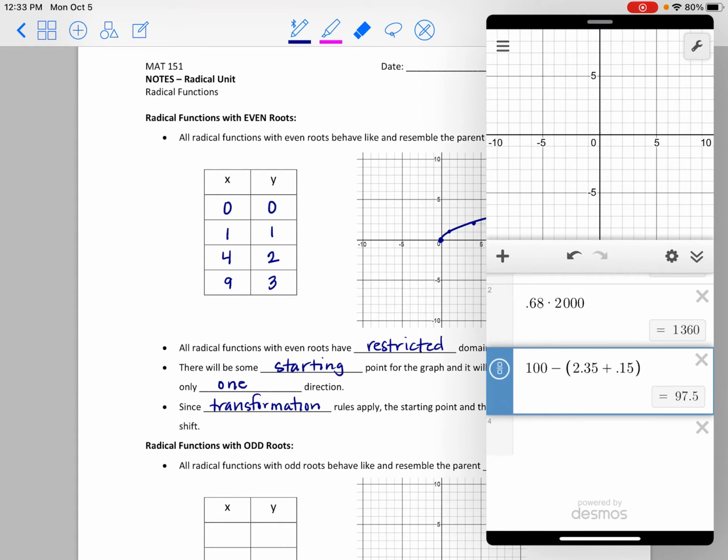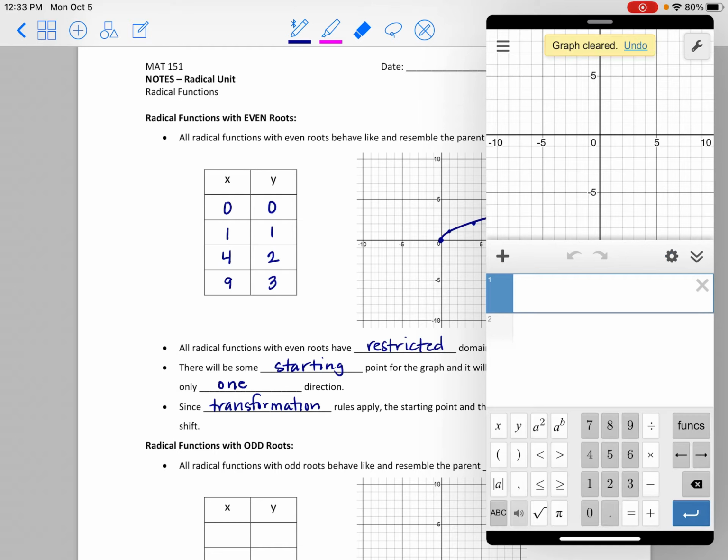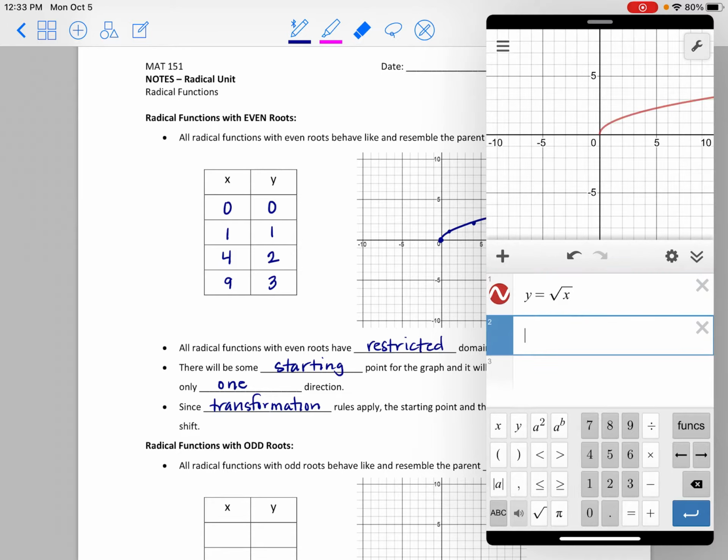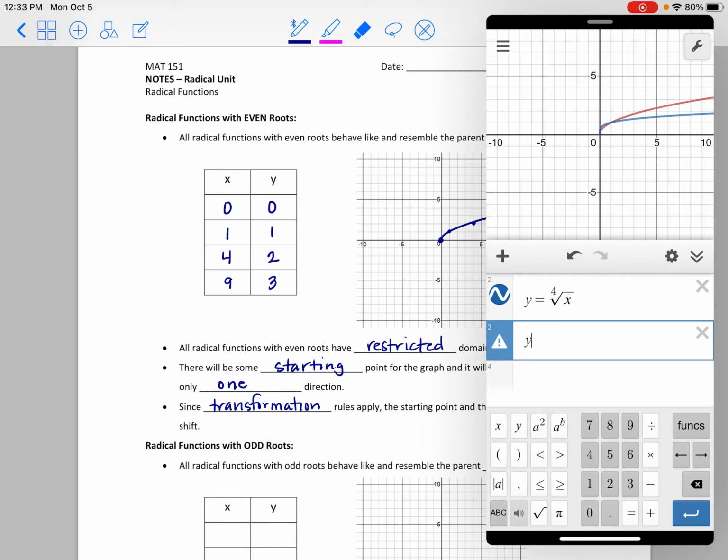In fact, let me just show you here. If I put in the square root of x, which we just saw, there's our graph. If we put in the fourth root of x, let's get our fourth root in here, you're going to see basically the same behavior. Okay, it's the blue one. It's a little bit compressed, but the same effect is happening. And if I put in the sixth root of x, let's make it the sixth root of x.